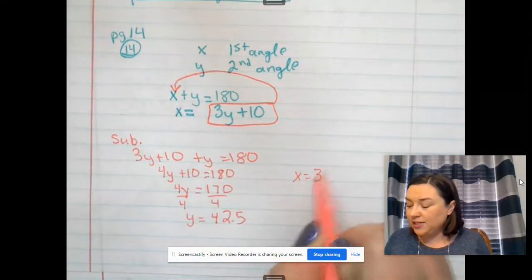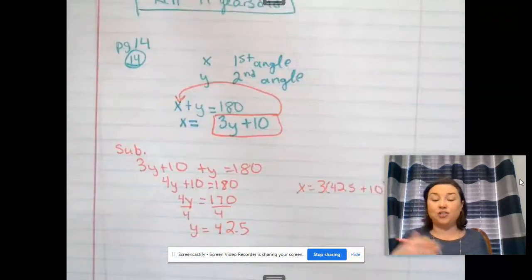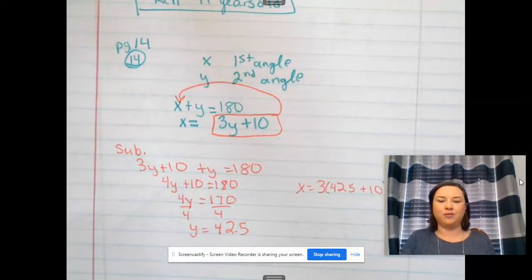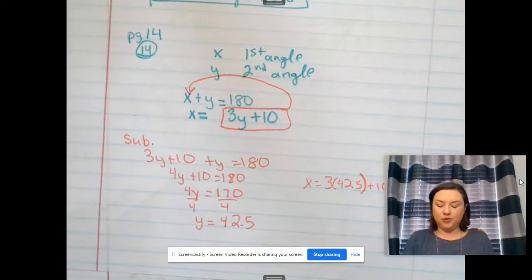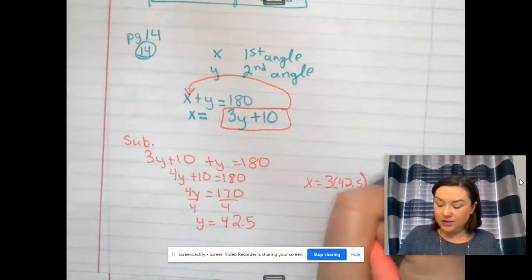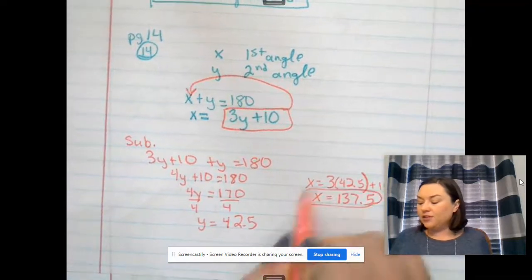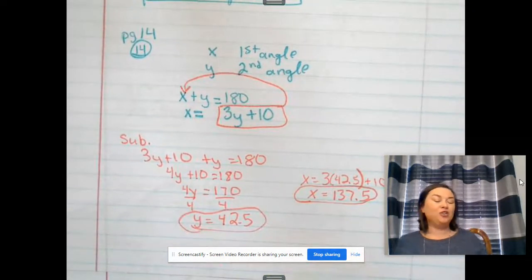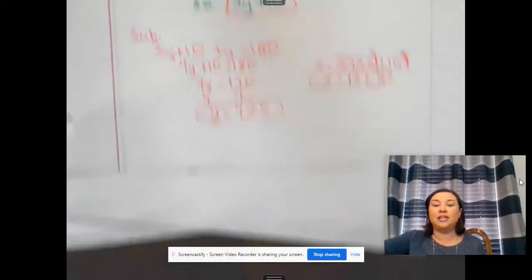And the way I find x is I substitute it back in. So x equals 3 times 42.5 plus 10, or I could just subtract it from 180. Either way would work. And that parenthesis is in the wrong spot. So 3 times 42.5 plus 10 is 137.5. So there are my two angles. Again, you can put it in an ordered pair. It doesn't matter there.